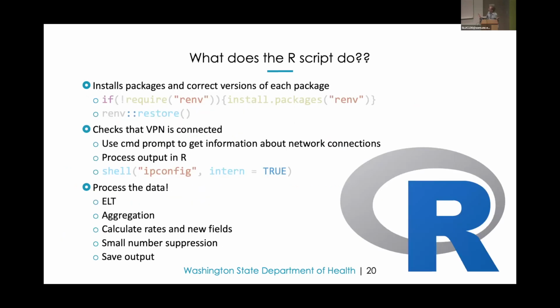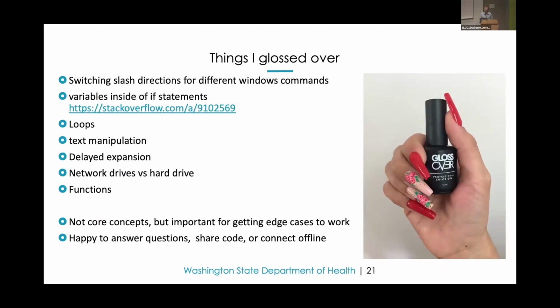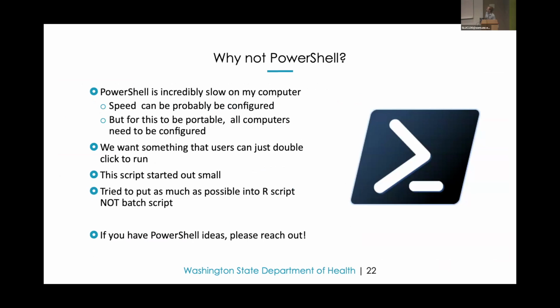Okay, not the main point of the talk, but what does the R script do? There's also some other things we built into the R script itself to make the code reproducible. We use renv for package management. We have a few other environmental checks that actually run out of R, like checking to make sure the VPN's connected. And then of course the R code does the whole actual data processing. I glossed over a lot. Feel free to ask about code. There's a lot of other tweaky details you have to do to get it right, but that's the main thing. Why not PowerShell?